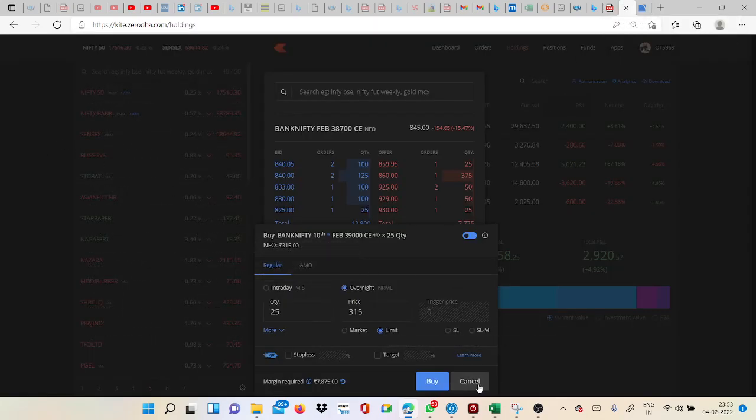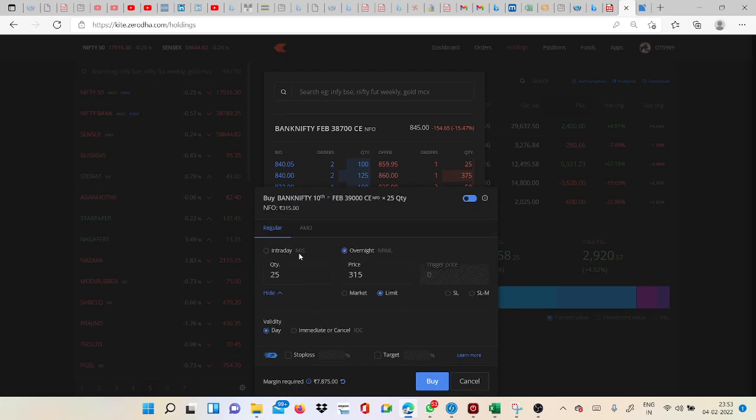So one more thing. Intraday and overnight, these are the types. Intraday, if you're a fresher, it's simple: that particular contract you will have to execute within trading hours. That is the term we call intraday, and overnight means you can carry it to the next business day as well.